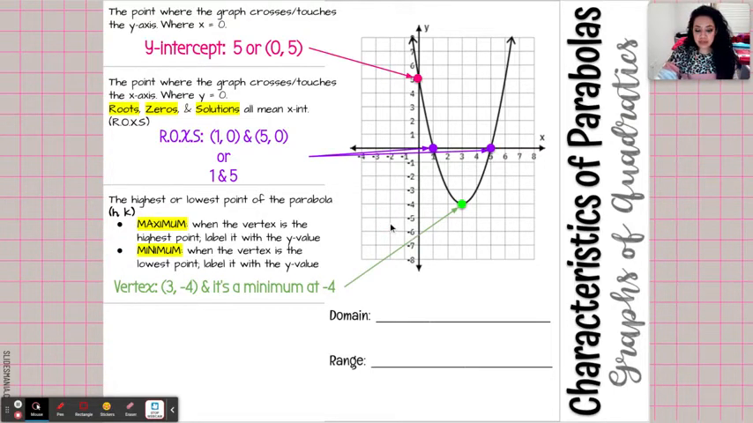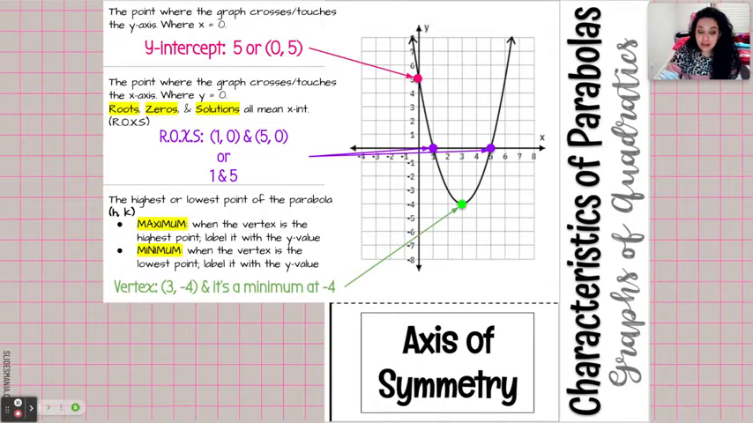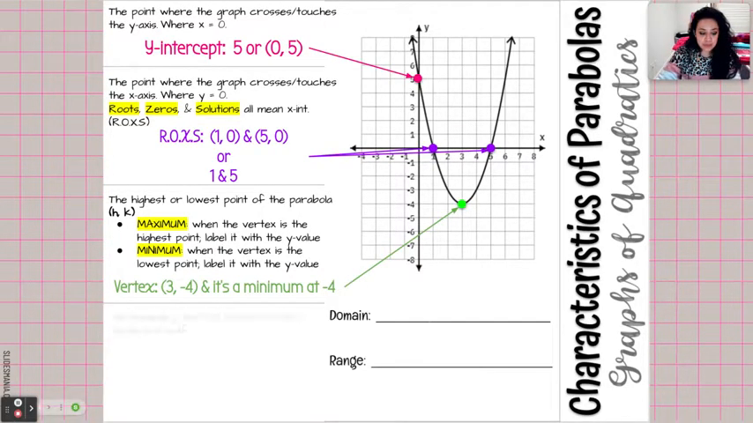And I'm going to draw my arrow again, pointing to where my vertex is at and pointing to where my minimum is at. And then my last piece is what we're going to call the axis of symmetry. And the axis of symmetry is the imaginary vertical line that splits the parabola in half.